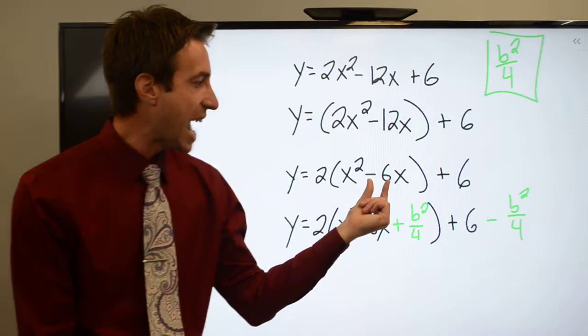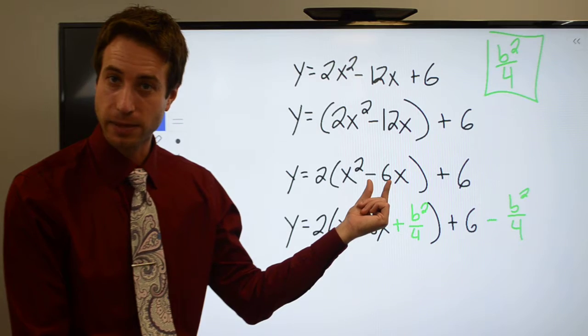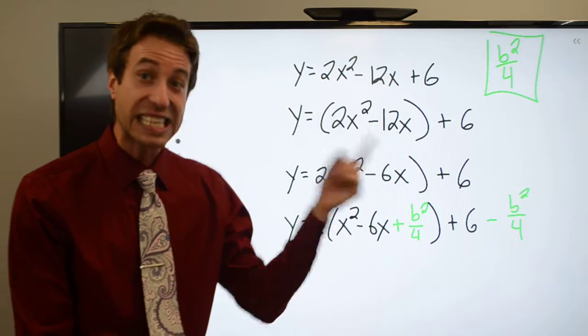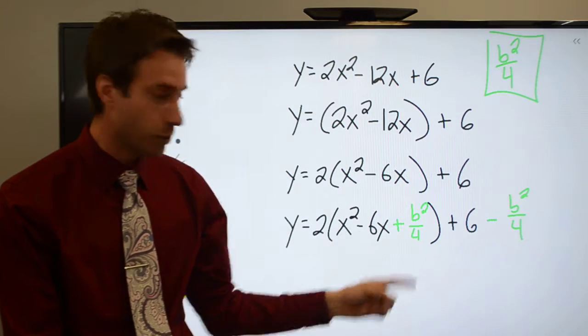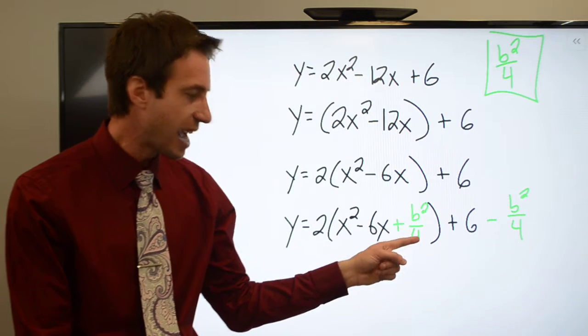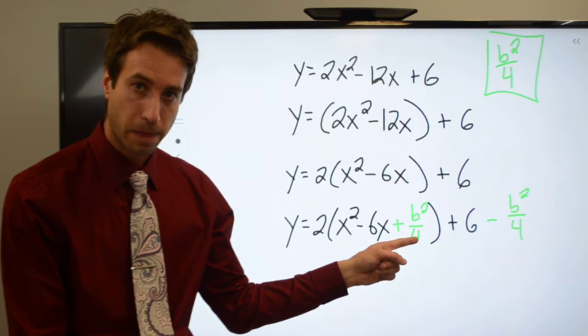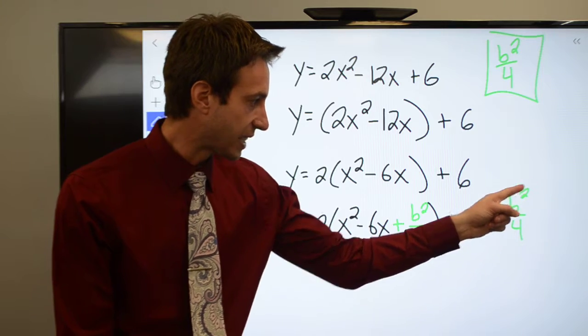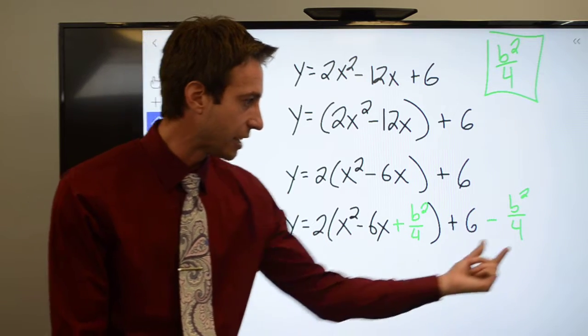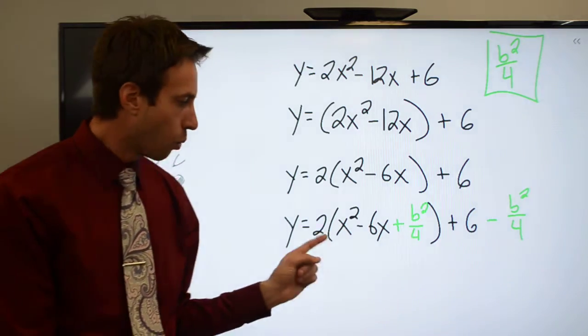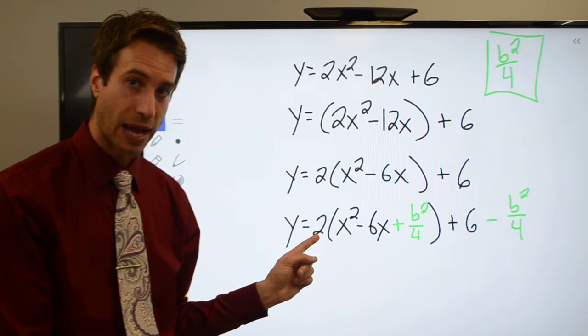I pulled out a 2, and now I have a b of negative 6, which is the b I'm going to use, right? I'm going to do a negative 6 squared and divide by 4. I'll add it in here, subtract it out here. But what about that 2 that I pulled out?